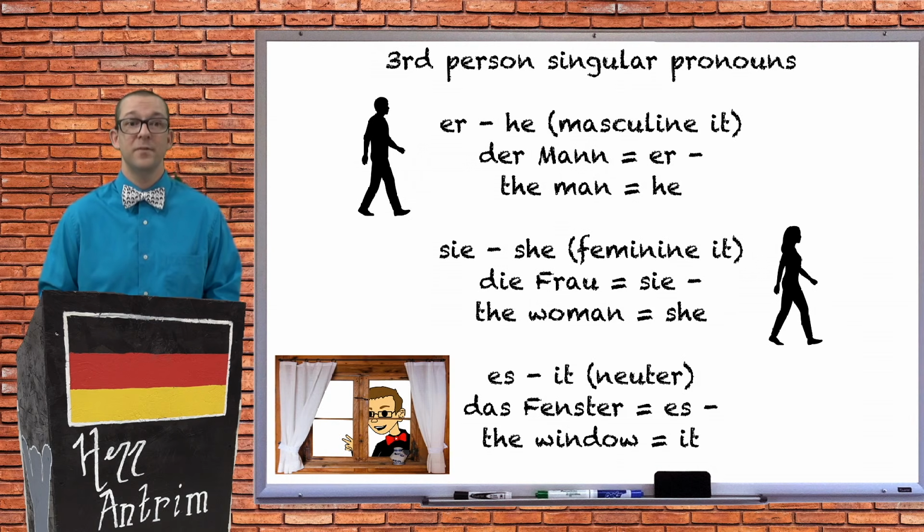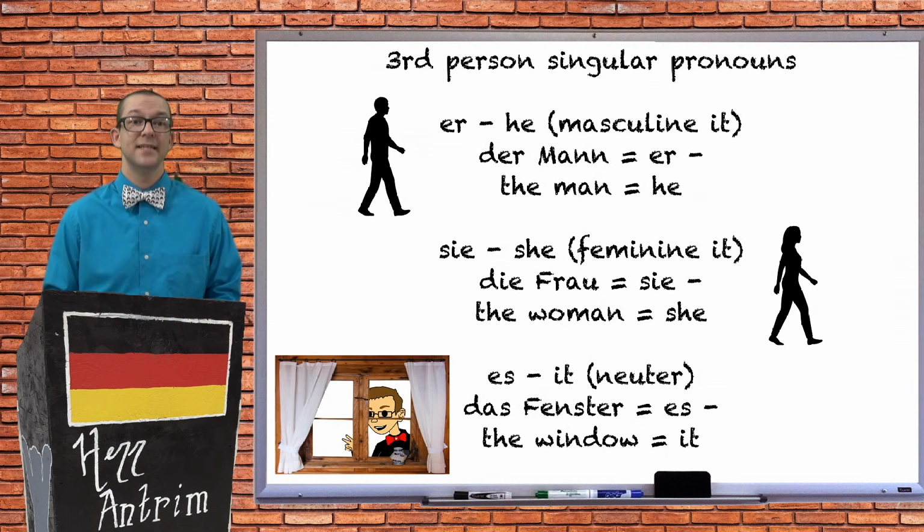When you're talking about a feminine person or animal, you use sie, she. Die Frau, the woman, sie, she. If you're talking about a thing that doesn't have an intrinsic gender, you use es. Das Fenster, the window. Es, it. The problem when you use the pronouns er and sie is that they don't always mean he and she.